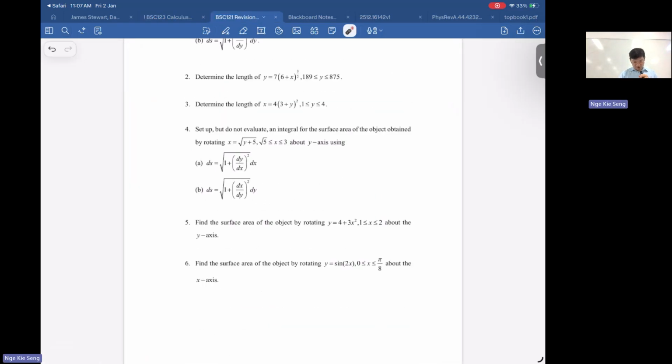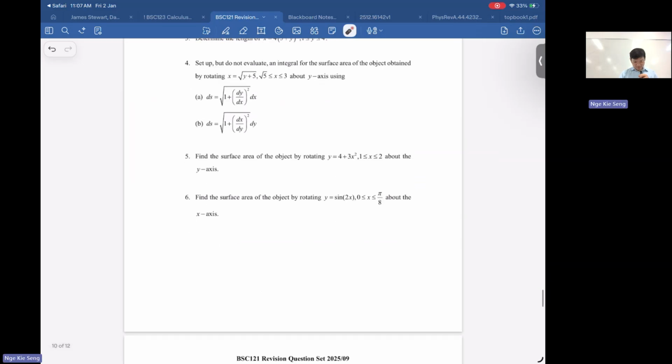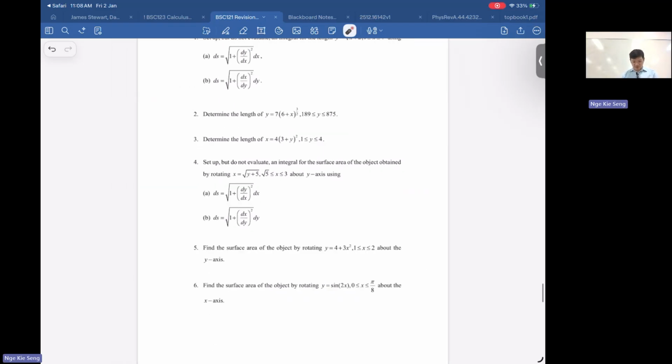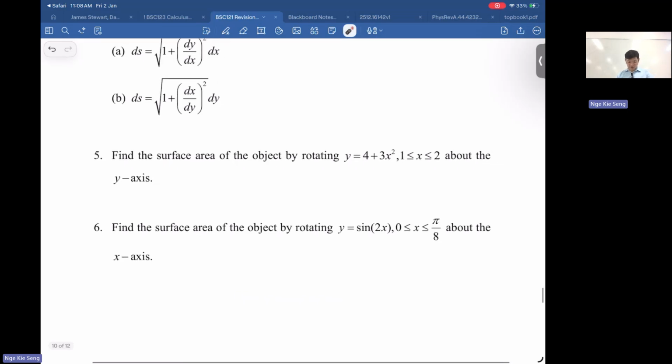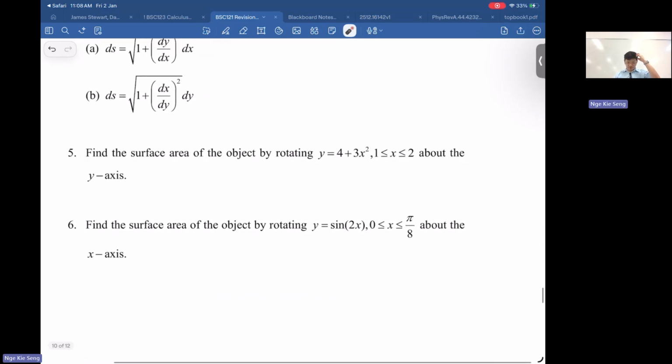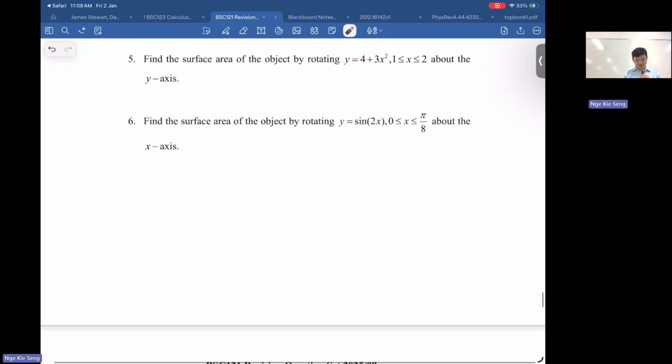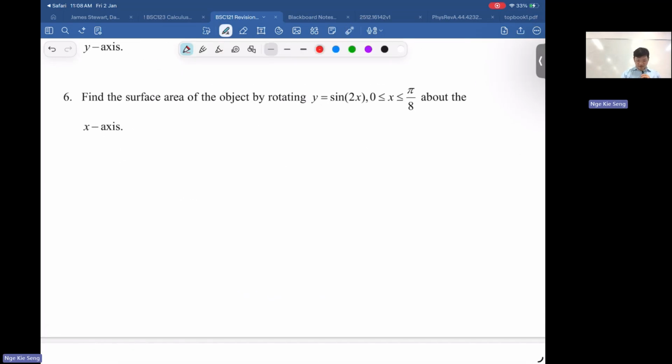Shall we do this or maybe try surface area? I think length is pretty straightforward, but how about try surface area here? Which one we want to try? Maybe try number 5. Yeah, let's try number 5. How about try number 6? The hardest one. Okay, so let's find the surface area bounded by the object rotating y equals sine 2x.